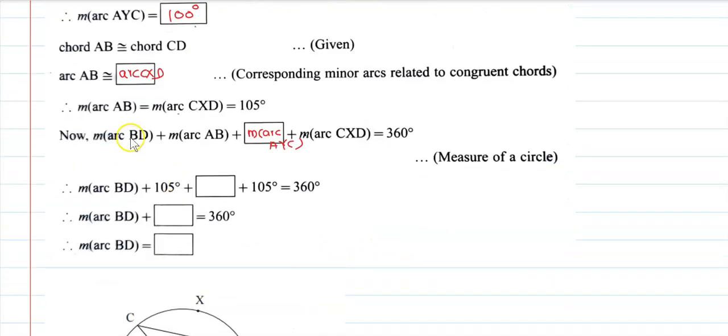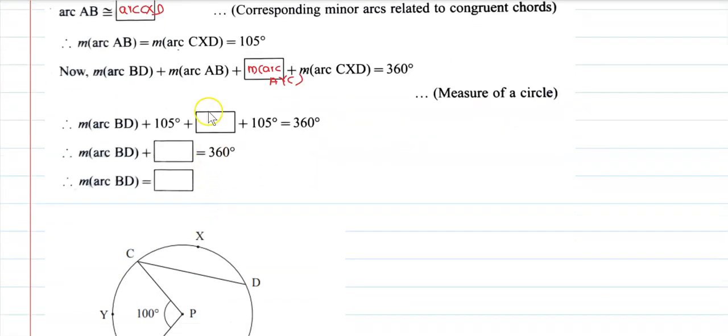Now we will substitute the values in this. Measure of arc BD, AB is 105. Next, measure of arc AYC is 100. If you add it, then here you will get 310 degrees. Therefore, measure of arc BD is equal to 50 degrees.